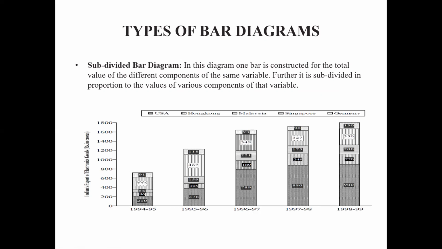In this diagram, one bar is constructed for the total value of the different components of the same variable. Further, it is subdivided in proportion to the values of various components of that variable. So for example, you have Indian exports of electronic goods to USA, Hong Kong, Malaysia. So the total export of 1994-95, and its percentage country wise. So this type of bar diagram is called subdivided bar diagram.